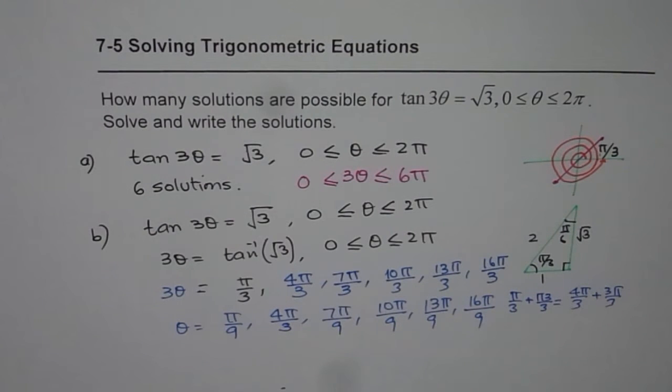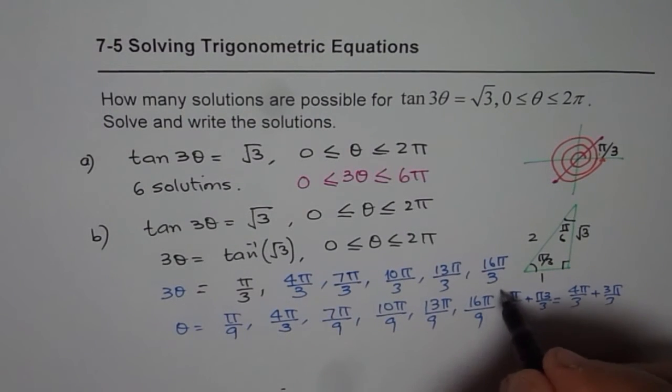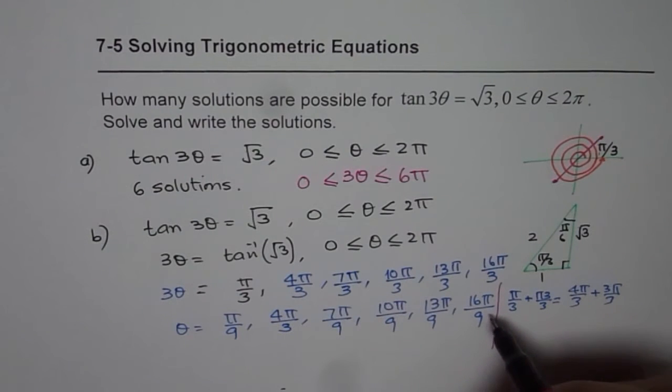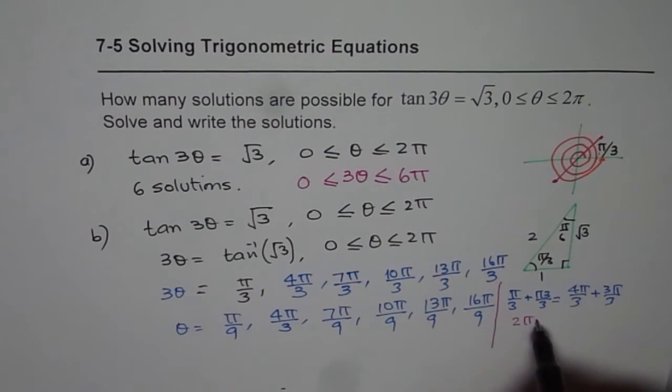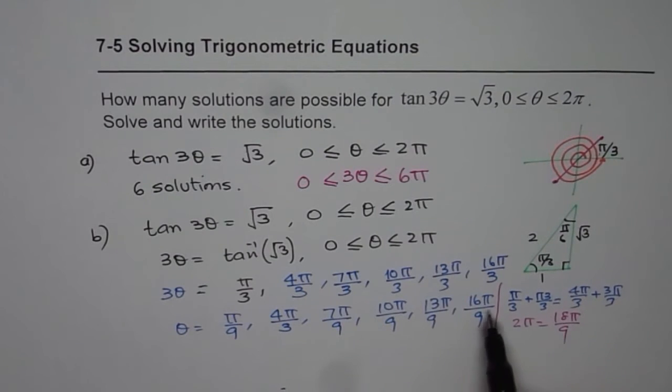Now, is theta still within 0 to 2 pi? Well, 16 pi by 9 is less than 2 pi, right? 2 pi is equal to 18 pi by 9, so it is still less than 2 pi. So we do have 6 different solutions for the given equation tan 3 theta equals square root 3.